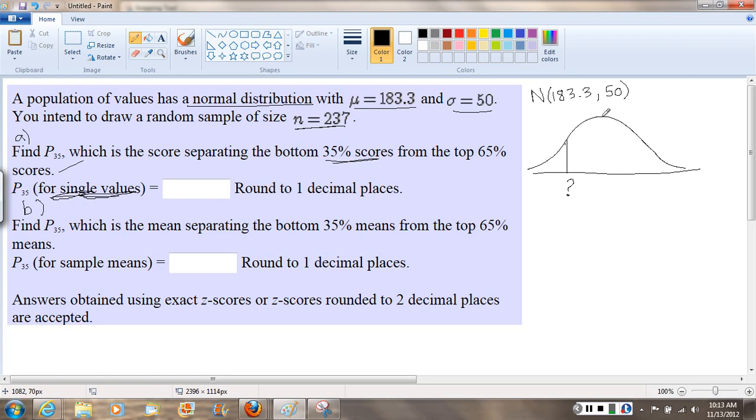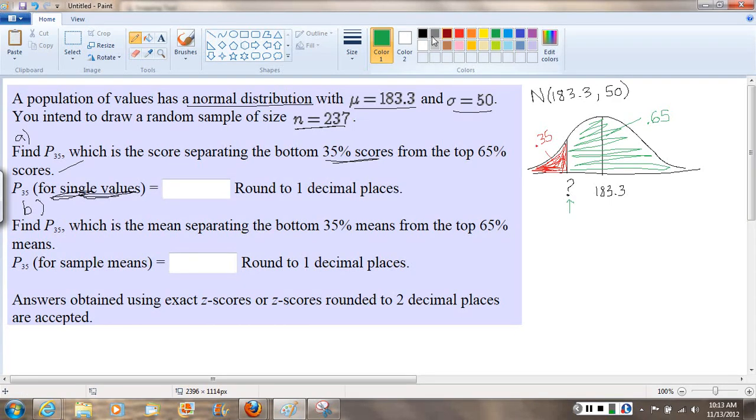We do know what our mean is, 183.3. And this value that we don't know, we do know the area on both sides. The area to the left of this is 35% of the area, so as a decimal 0.35. Just for completion, we know the area above it, all the area above that question mark, is 0.65, and we want to know what value this is.